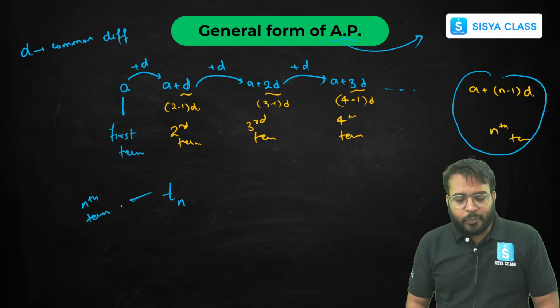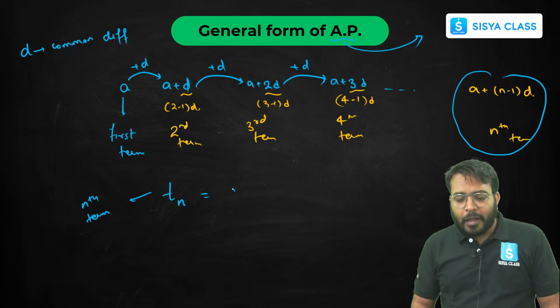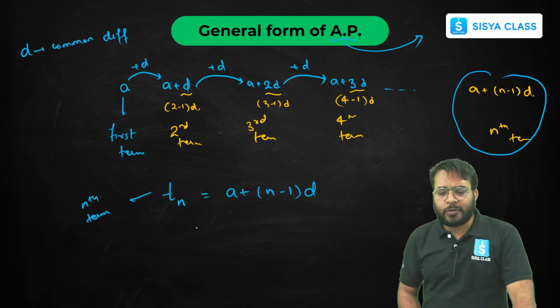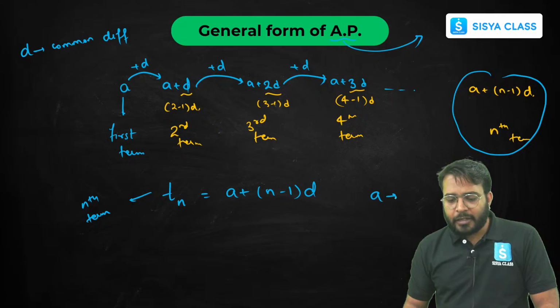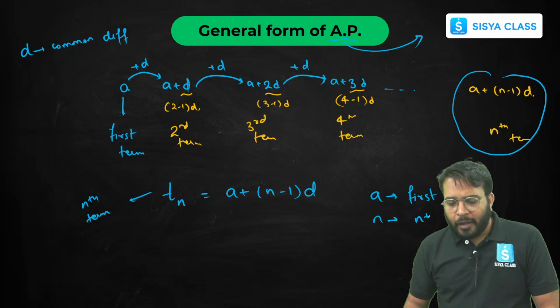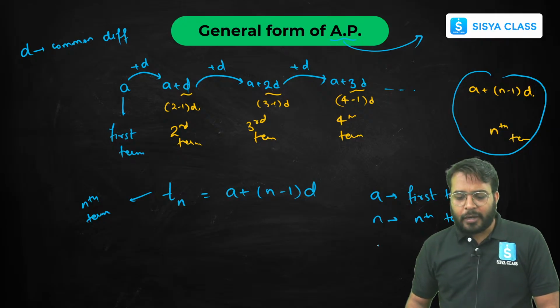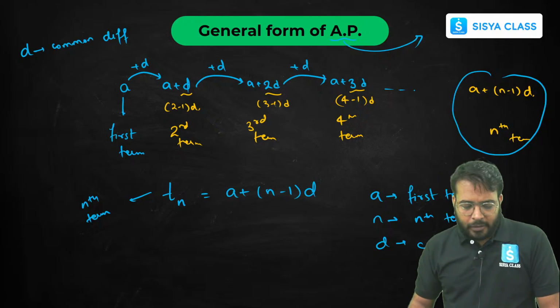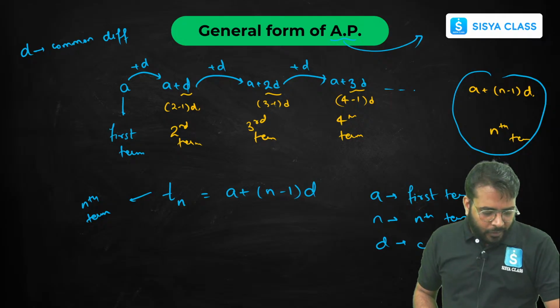If I want to represent my nth term, it is going to be A plus n minus 1 into D. So if you know your first term, where A is your first term, n is the nth term of your sequence, and D is your common difference.